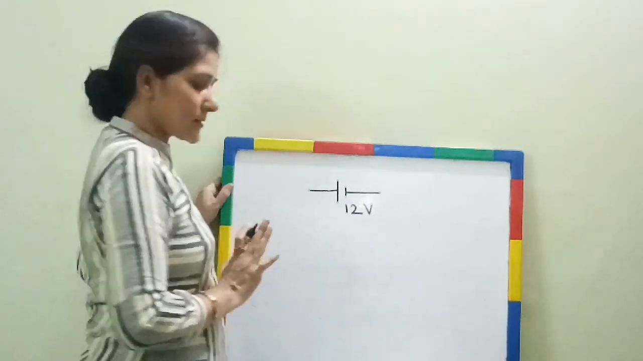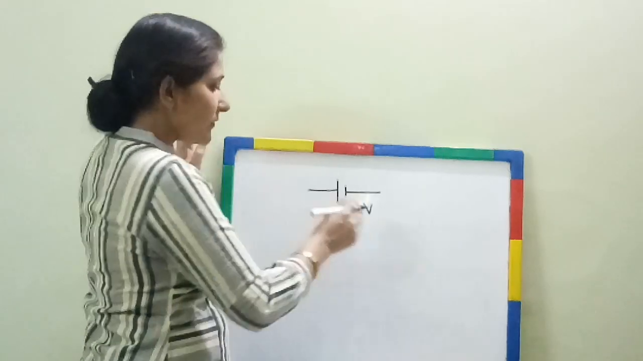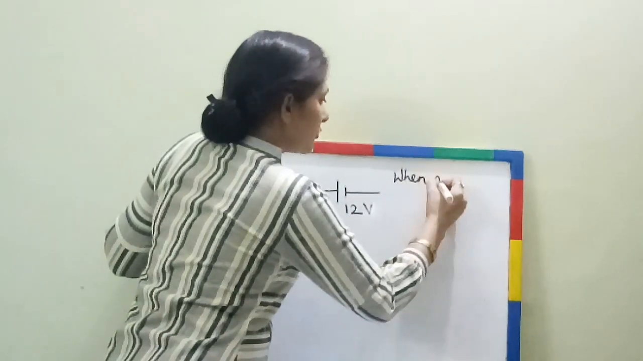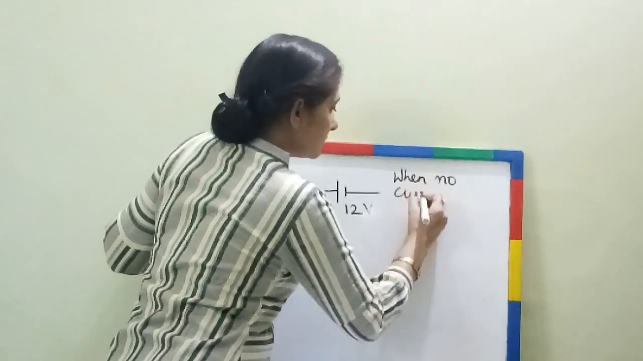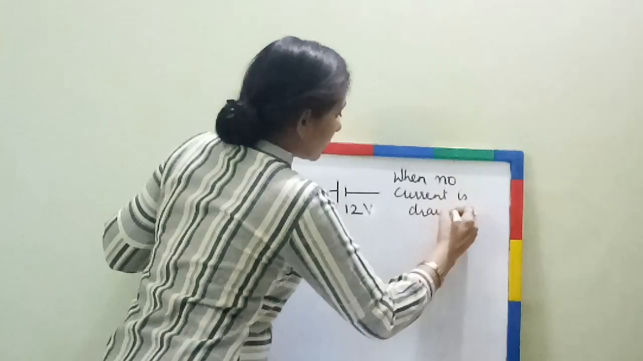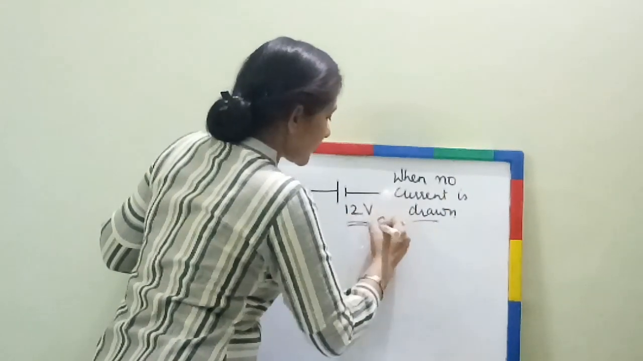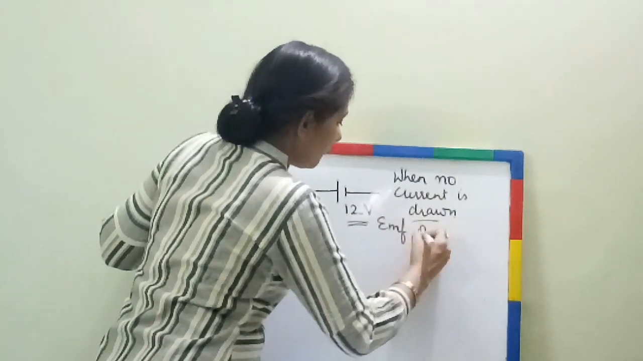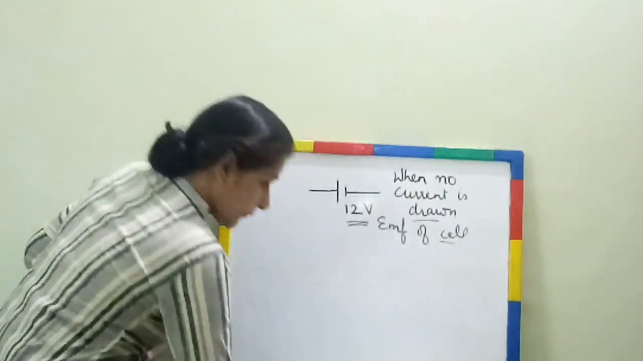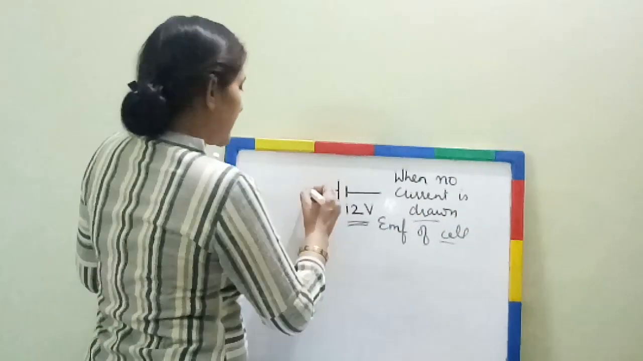EMF of this cell is given to us. This will remain 12 volt when no current is drawn. What do we call this? This is known as the EMF of the cell. But what if it is connected in a circuit?